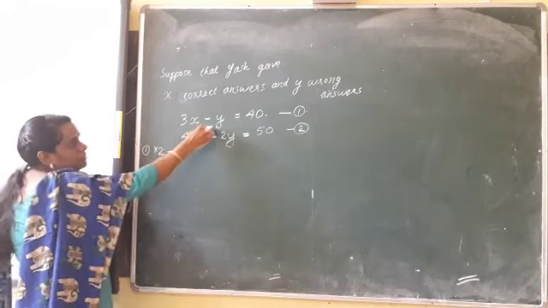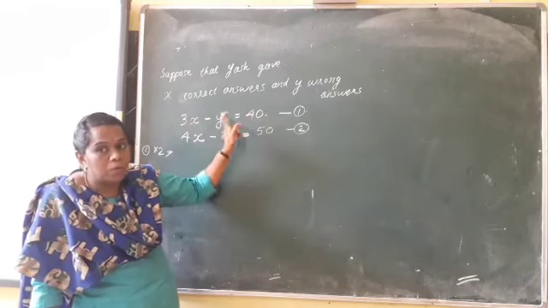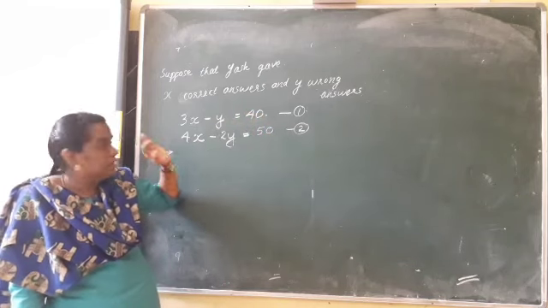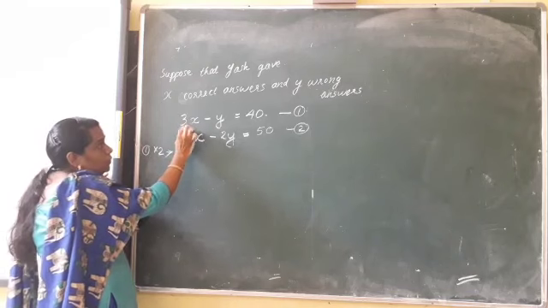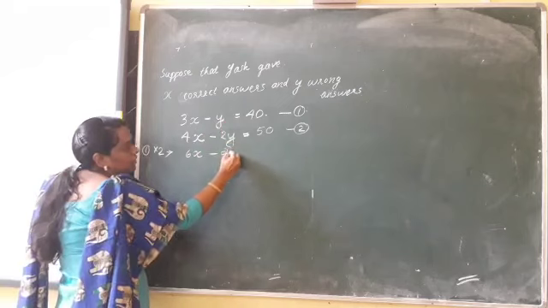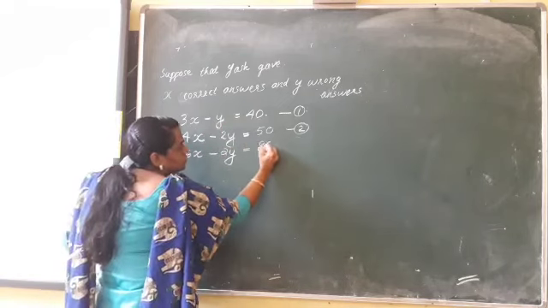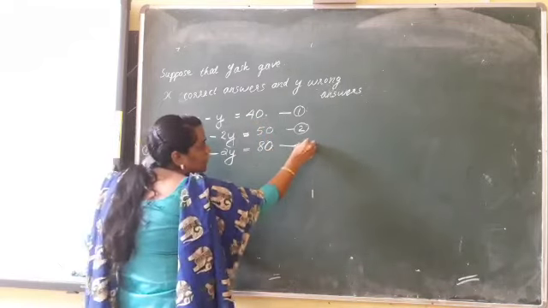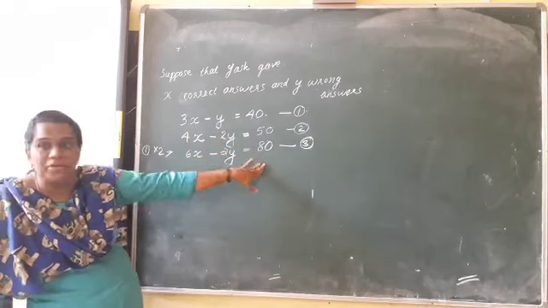Throughout, whenever you multiply, you must multiply all the numbers. If you multiply only up to this, you will not get the correct answer. So the equation is going to be multiplied by 2. 2 into 3x, 6x, minus 2 into y, 2y, is equal to... Here also you should multiply by 2. Equation number 3. Is it clear? First equation throughout multiplied by 2.